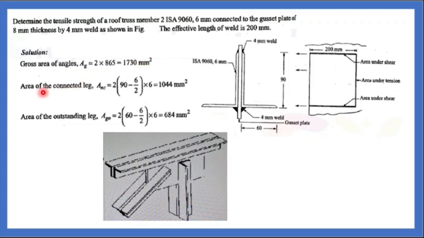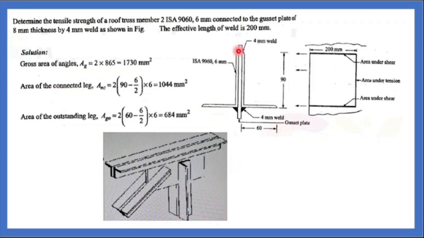Okay, how to find the area of the connected leg and the unconnected leg, that is the outstanding leg. There are two legs. One leg is connected and the other leg is not connected. Either the 90 mm or the 60 mm is connected. This is 90, this dimension is 60, and the thickness is 6. Which is welded? The 90 side is welded and the 60 side is not welded. So that is why they have found them separately.